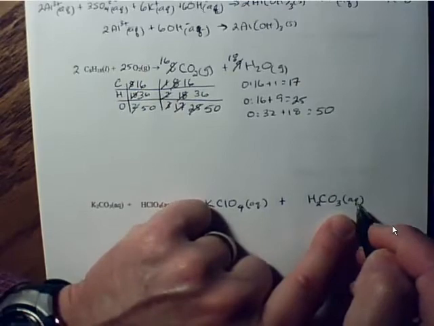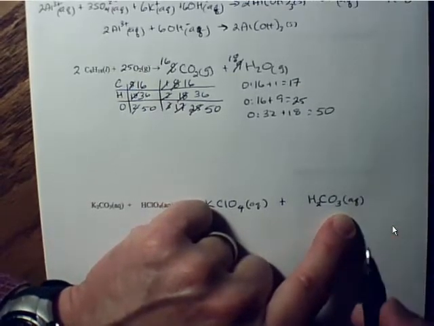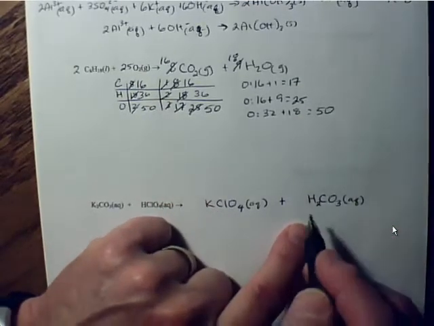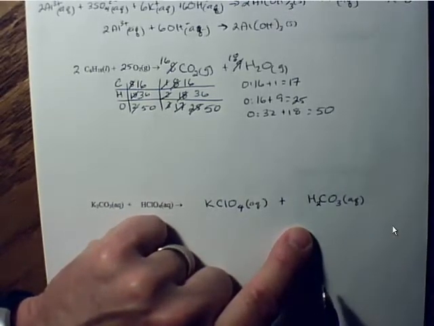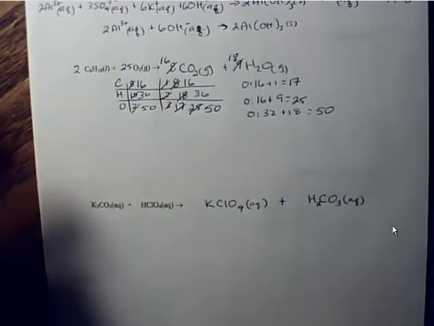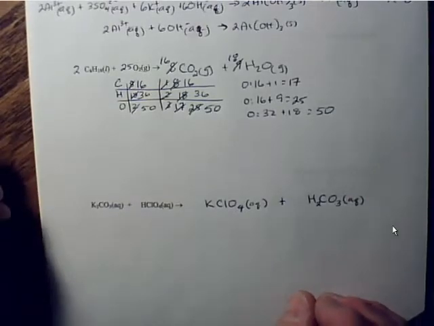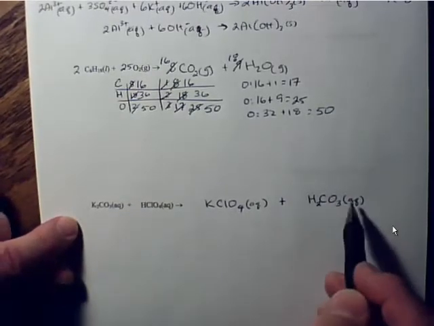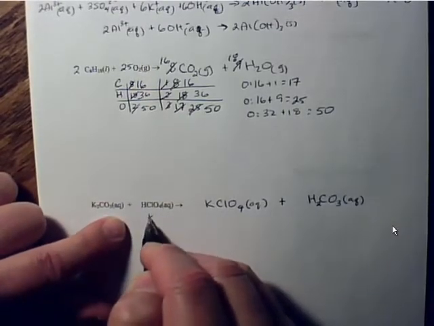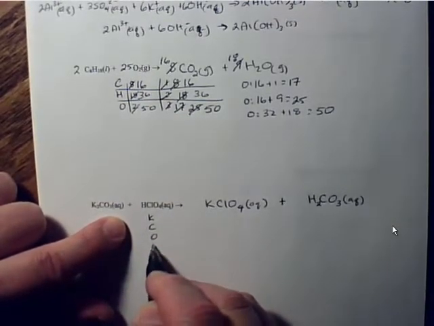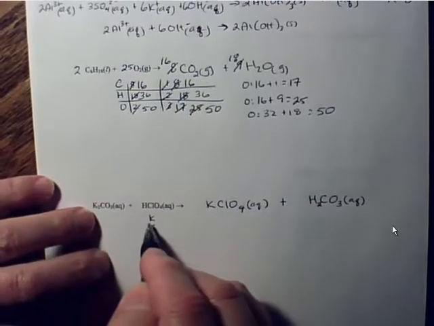on this. Now initially this looks aqueous, and in fact it is. Carbonic acid does dissolve in water. But we know that this becomes H2O and CO2. So what I'm going to do is balance the equation first, then I'm going to rewrite the equation and break this up into CO2 and water. Okay? So let's see, we've got K, C, O, H, and Cl.